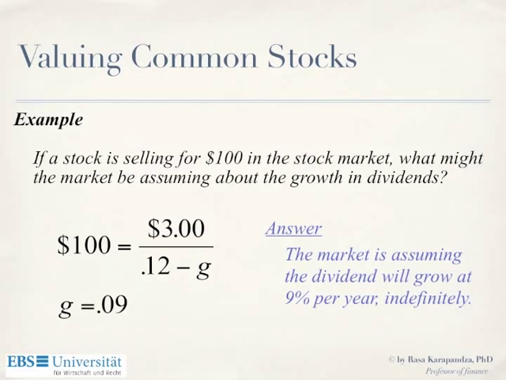But also this formula can be used to infer some things about what the market thinks about some companies. Imagine the following example. Imagine that you know that the price of one company is $100 per share. That if you want to buy one share of a company, it's $100. And you know that this company will pay $3 per share next year. They will pay $3 in dividends. And let's say that this company is as risky as other companies that have an expected return of 12%. Then you can infer from this formula what the market expects about the growth of this company. It turns out that the market expects that this company will grow at a rate of 9%.